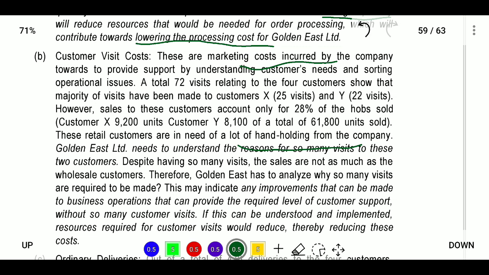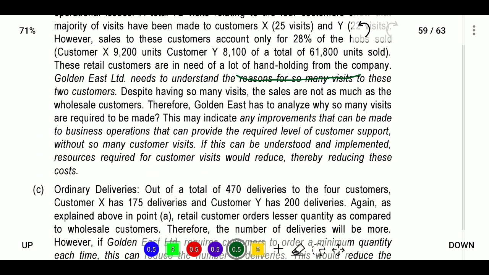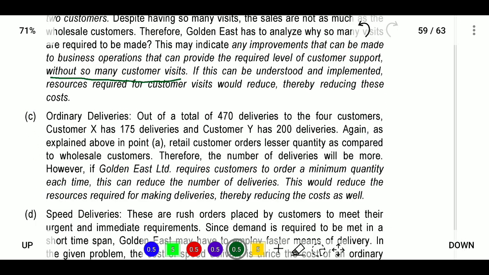Understand the reasons for so many visits. Why are we going for many visits to customers, and is there any reason the sales are not as much as wholesale customers? Therefore, analyze why we are going for many visits, is there any agreement, is there any alternative, and what is the indicator, is any improvement there. Without so many visits, we may provide an online facility, an FAQ facility, these types of strategies. Next, ordering deliveries.